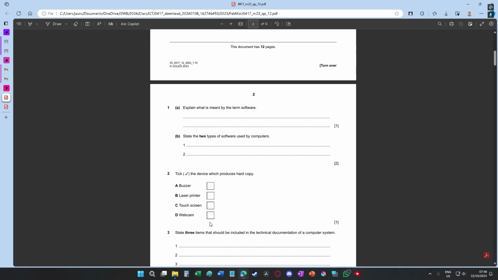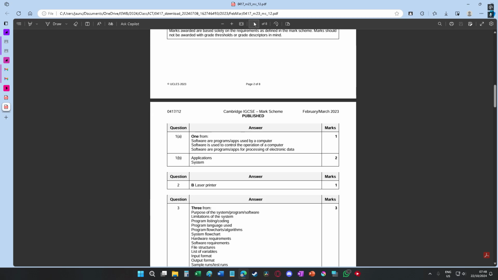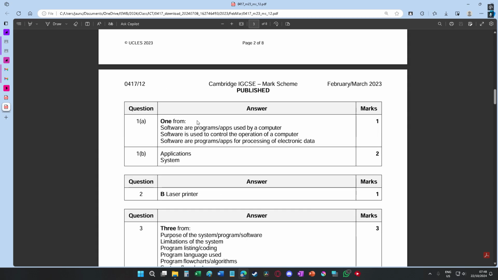And now, before even going on, go to the memo and see, okay, what is the actual answer? Okay, so one from the following. It's software or programs or apps used by a computer. It's used to control the operation of a computer, or software or programs or apps for processing of electronic data. Okay, so I very vaguely said something in terms of it's where it processes the data or calculates things, or it's a non-physical part. And software or programs or apps used by a computer.